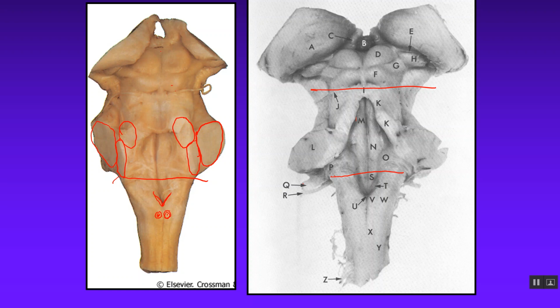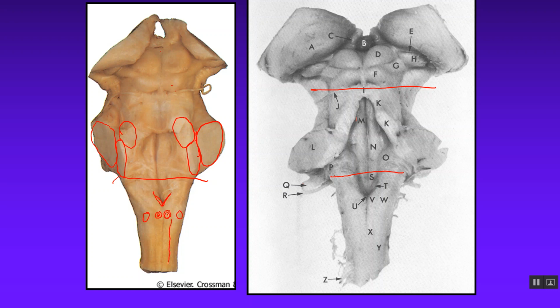Just deep to that is your gracile nucleus. And then just lateral, there's another bump here, another bump there. Those are the cuneate tubercles. Just deep to that is the cuneate nucleus. That's where those first and second order neurons are going to meet for the dorsal column medial lemniscal system. This is where they're going to synapse. The gracilis is the lower body, cuneatus upper body.